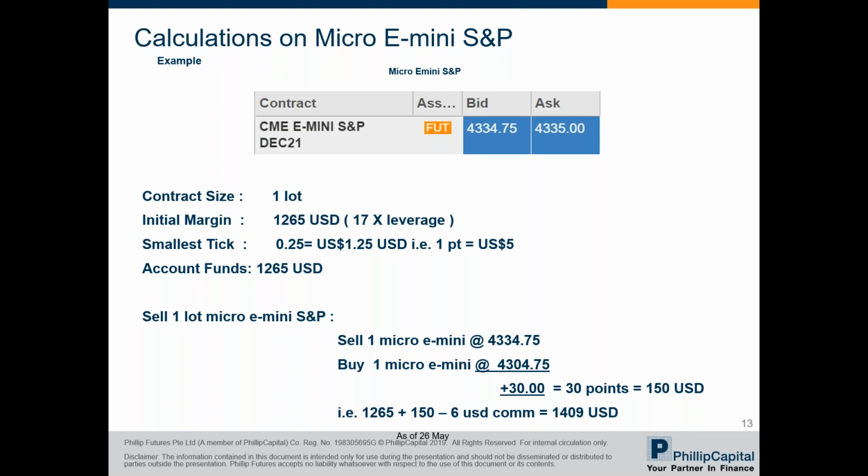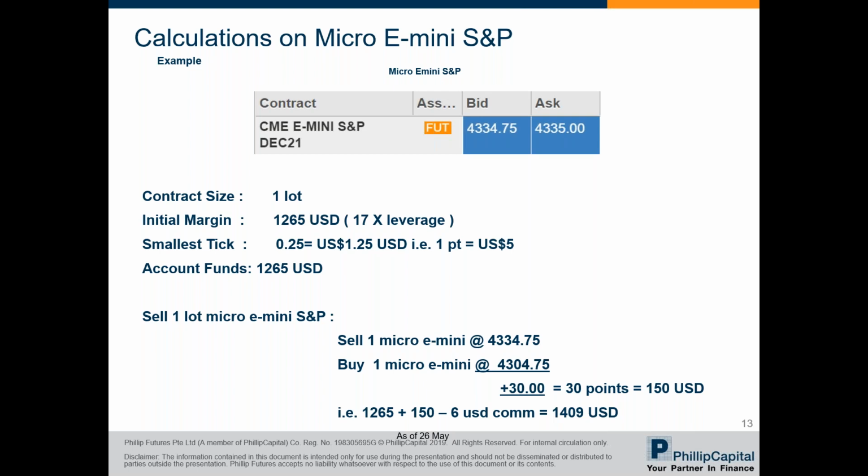By simply multiplying by 4, you get 1 point, and that will equate to $5 USD. So let's assume we have $1,265 in the account, and we've decided to short the market, meaning to sell the market in view that the market will go down. So let's sell one lot of the micro E-mini S&P at the market price shown here.